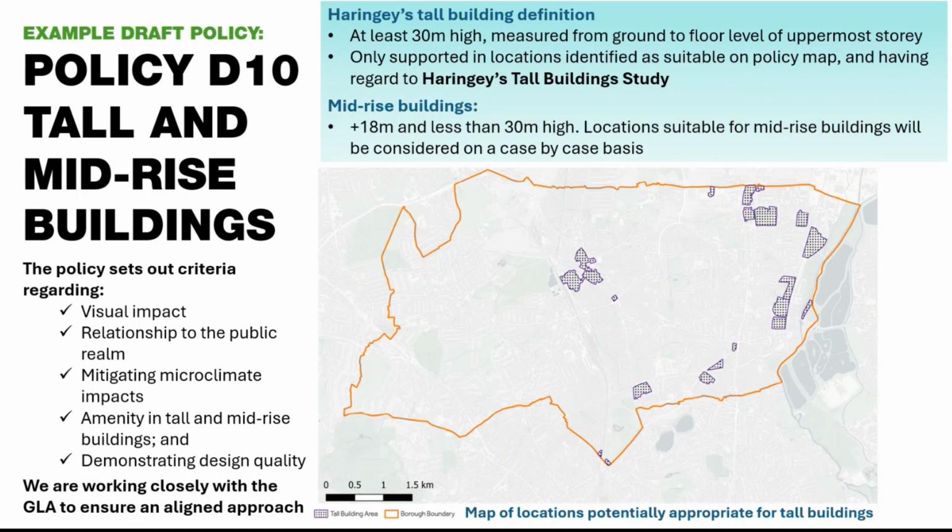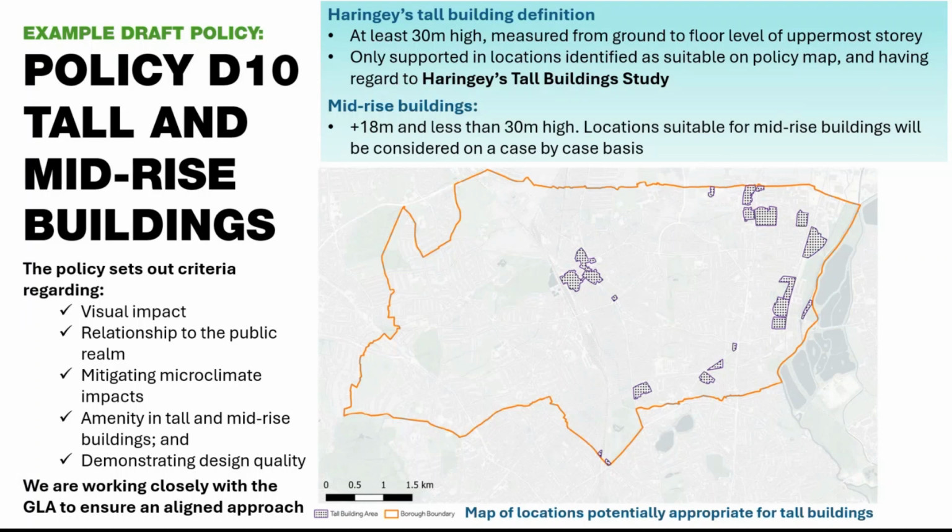There are also requirements on assessments to demonstrate that tall buildings mitigate potential microclimate impacts, so avoiding wind tunnels, and the type of environmental assessments that are necessary for tall buildings. And amenity in tall and mid-rise buildings: this is about the shared spaces, the shared amenity that everyone living or working in those buildings needs. So we are setting specific requirements for that, and also details on how the council would expect applicants to demonstrate design quality.